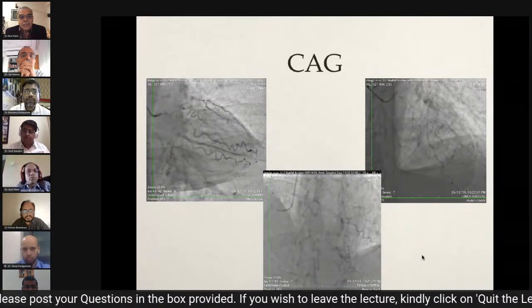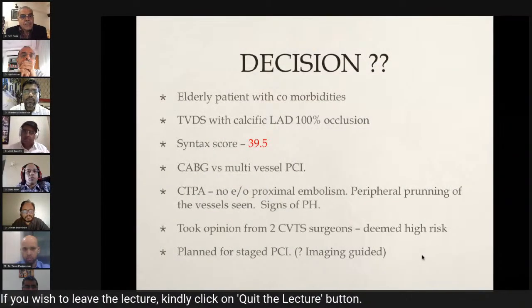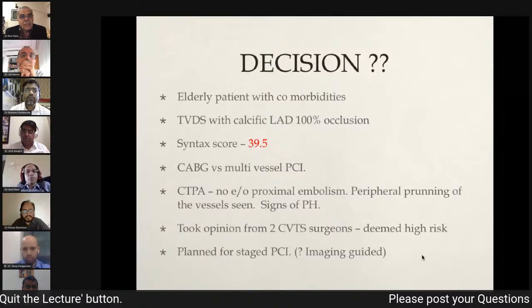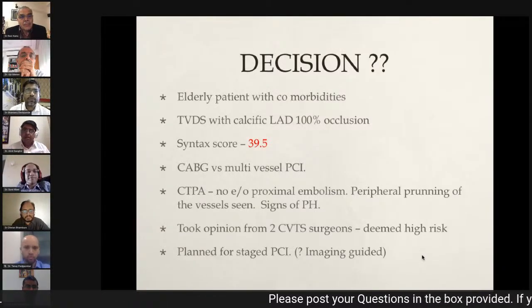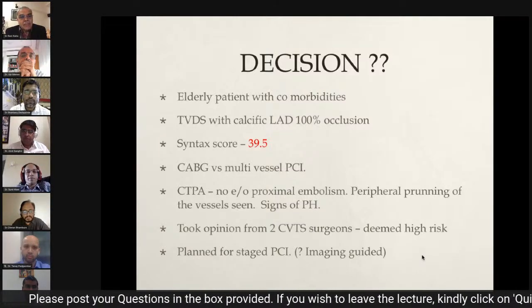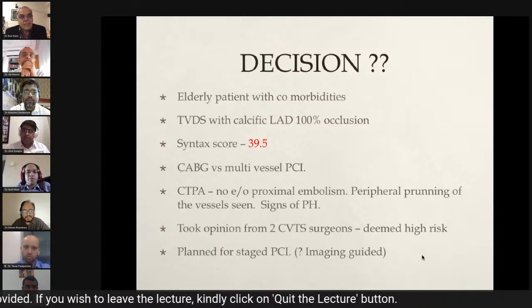So this was a patient who presented to us with an ACS but had triple vessel disease with severe calcific LAD stenosis, which was 100% occlusion. And when we calculated the SYNTAX score for him, it turned out to be close to 40. So he was extremely high risk for PCI. CABG was definitely a better option.